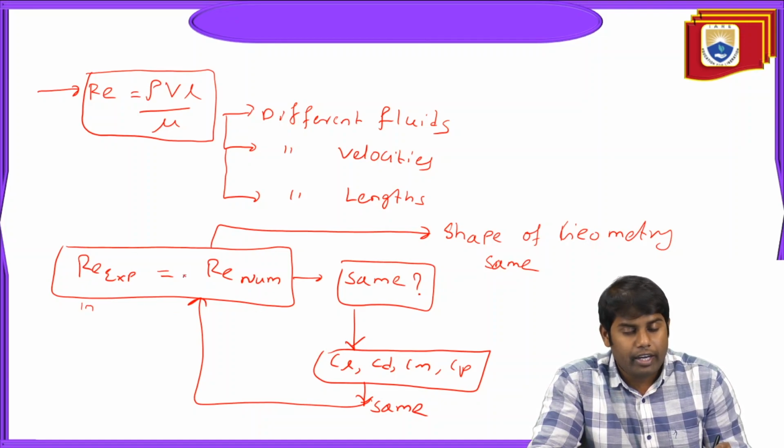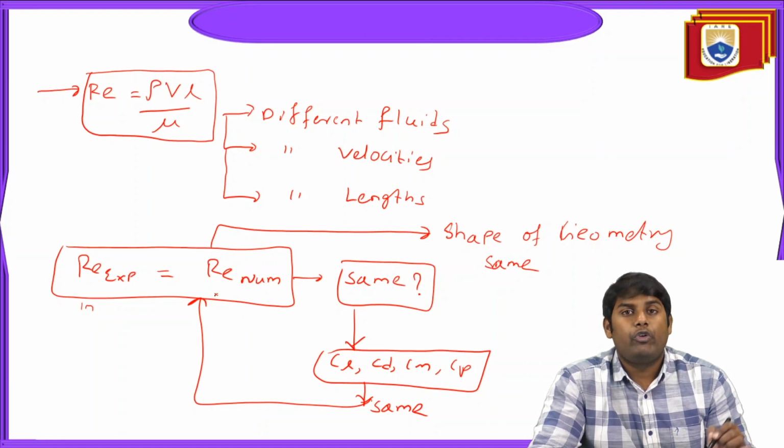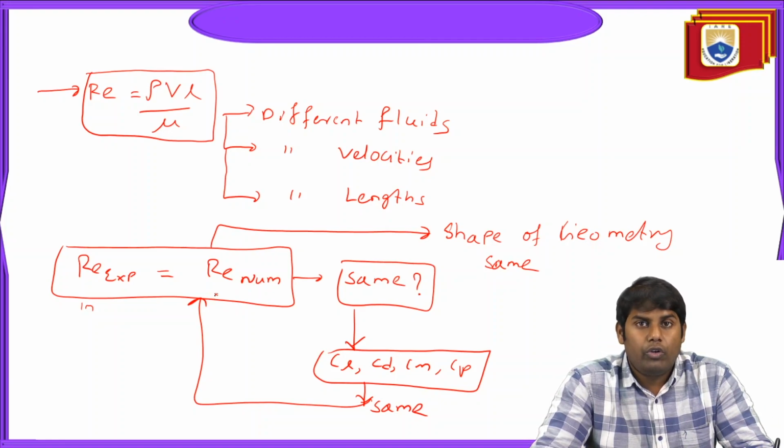When you are equating Reynolds number, it doesn't matter. So when you are conducting an experiment for air, you can conduct it for water also, based on the resources you have available. But one important key thing is that you should equate the Reynolds number. So when you equate the Reynolds number, you can compare the experimental results and the numerical results. And we can compare the values of CL, CD, CM.